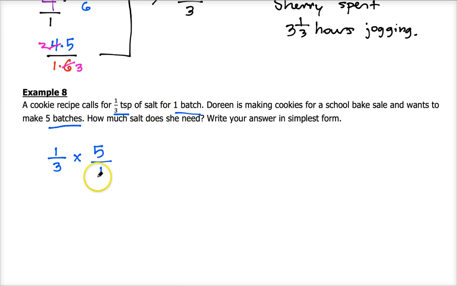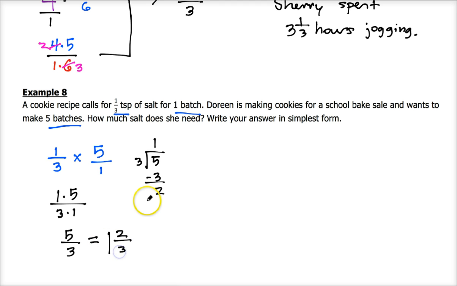Remember, I can put that whole number 5 over 1. So this is going to become 1 times 5 over 3 times 1, which gives me the improper fraction 5/3. To make this a mixed number, I need to take 5 divided by 3. 3 will go into 5 one time. We get a remainder of 2, so this becomes the mixed number 1 and 2/3. So this means that Doreen needs 1 and 2/3 teaspoons of salt.